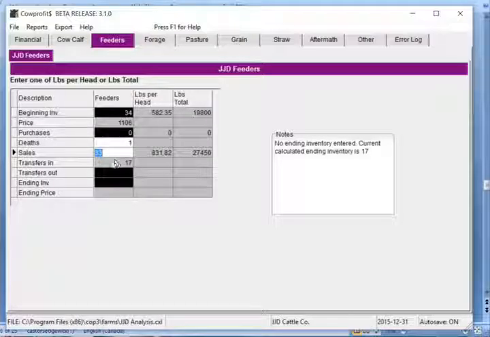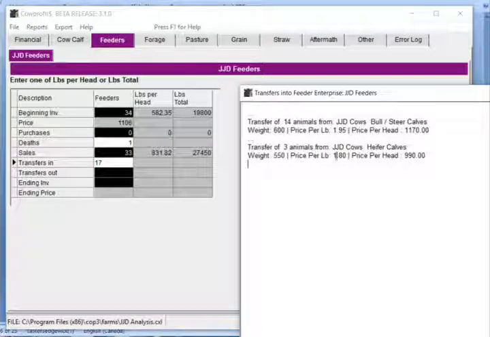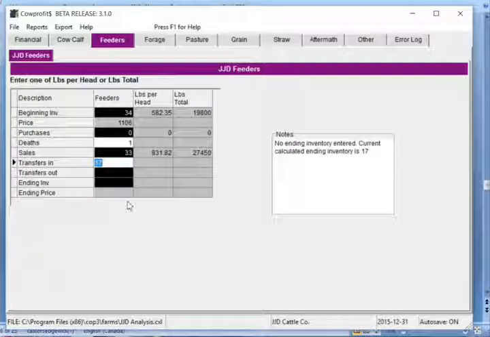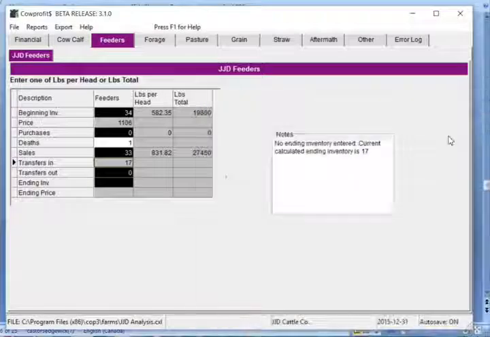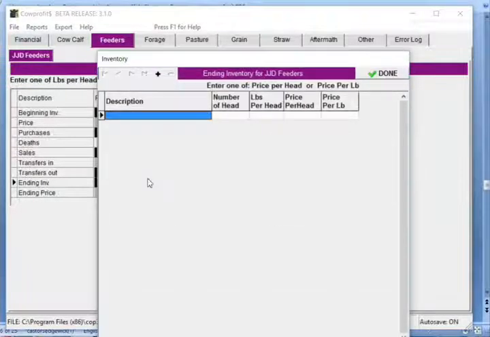And then transfers in. Notice this was already here when we started. There's 17 of them. And this is just an information screen, so there's nothing to be done here. It's just for information. And then transfers out. There weren't any transfers out in this case, but if there were, we can record it here in the usual way.